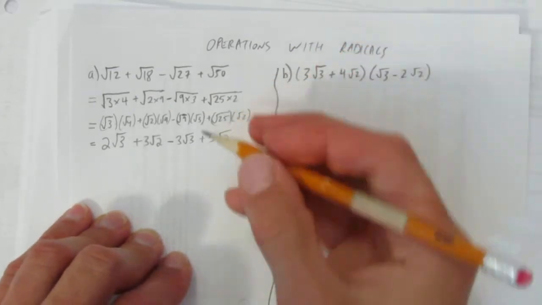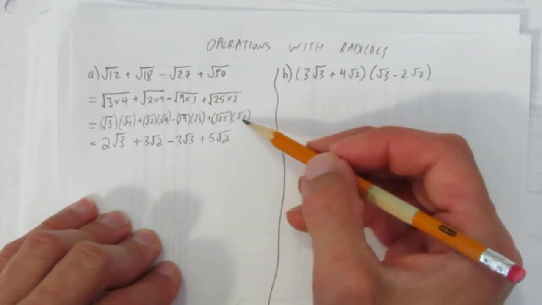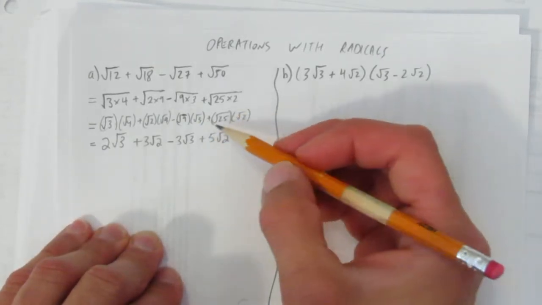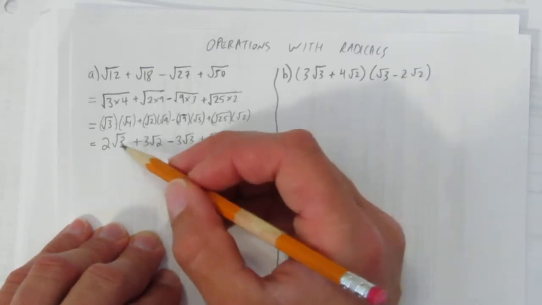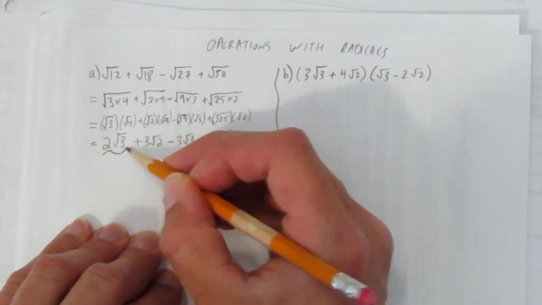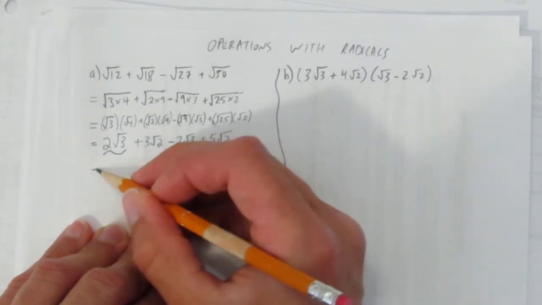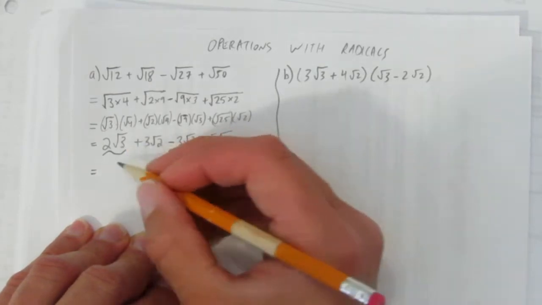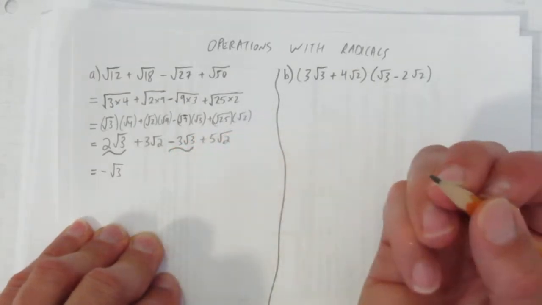Now that we've broken it down into these perfect squares that left just a root here, notice they're not technically like terms, they're technically like radicals, but you can think of it like terms. We've got this and this, which are both root 3's. Those can be added or subtracted. In this case, 2 root 3 minus 3 root 3 gives negative root 3, or negative 1 root 3, but we don't write the 1.